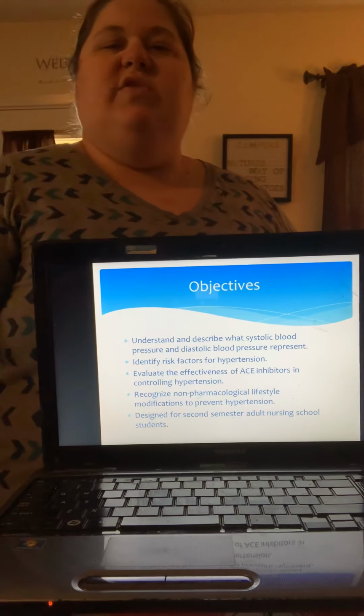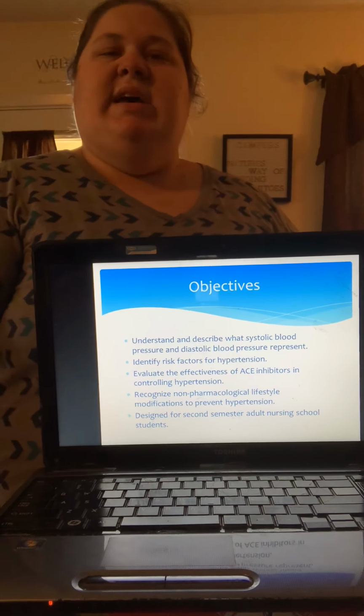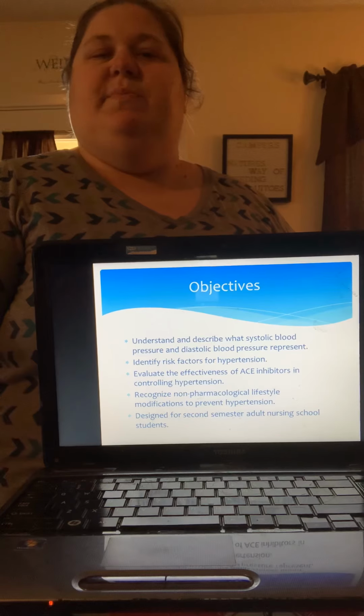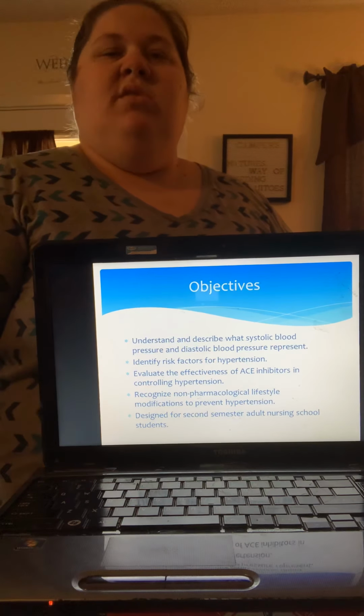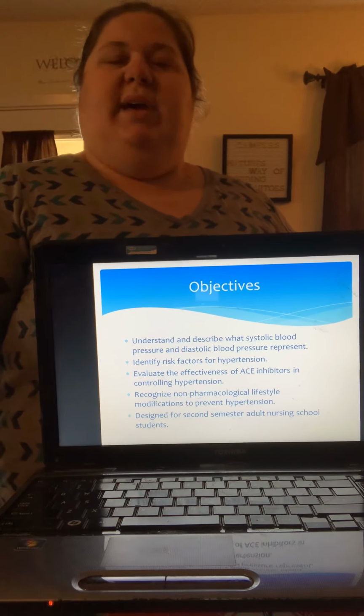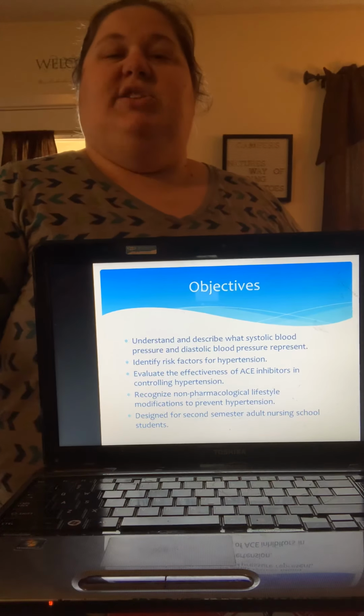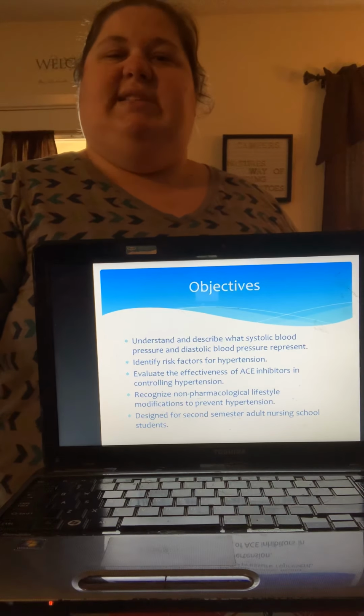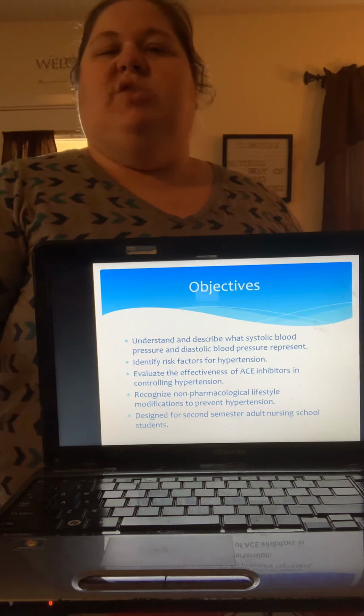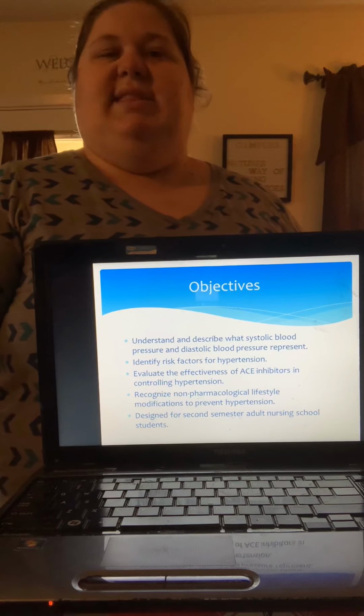So first, let's go over some of the objectives or the goals that we want students to have completed at the end of this lesson. The first objective is students will be able to explain and describe systolic blood pressure and diastolic blood pressure and be able to correlate those with what's going on inside the heart.